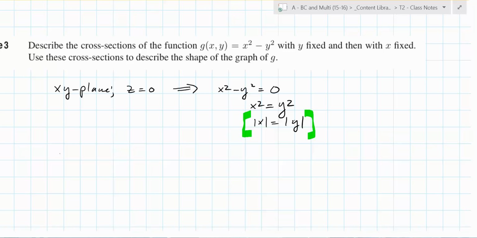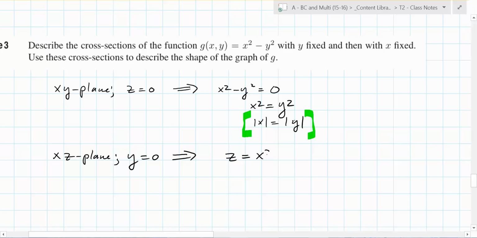So what's the next plane you want to look at? The xz plane? What's the xz plane? When y is 0. So in that case, what do we have? Z is equal to what? X squared. Oh, that's nice.